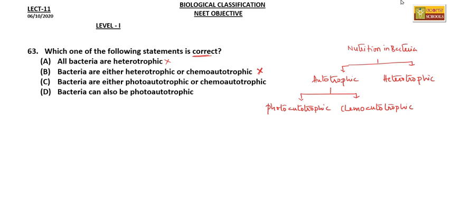And then, bacteria are either photoautotrophic or chemoautotrophic. This is also a wrong statement. Bacteria can also be photoautotrophic. Yes, this is a right statement. So out of these four, option D is the right answer.